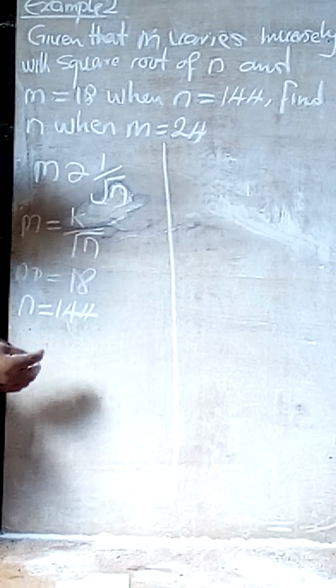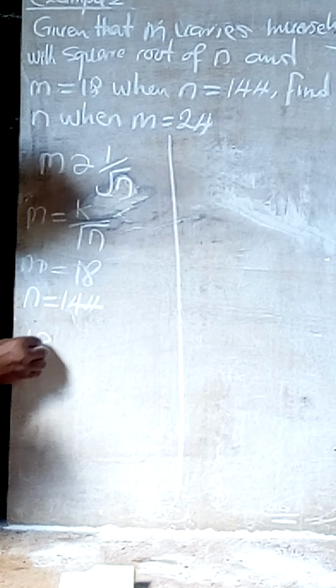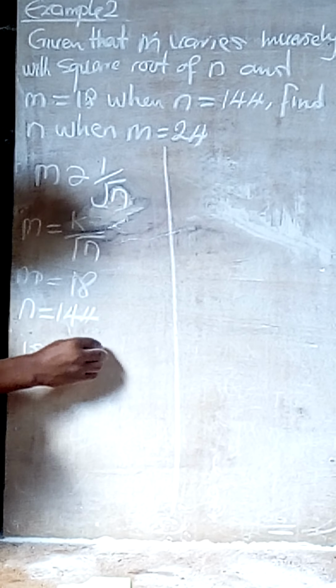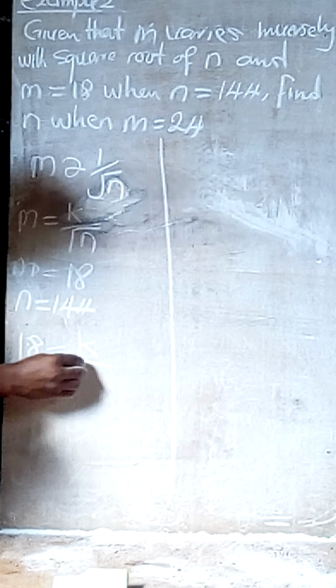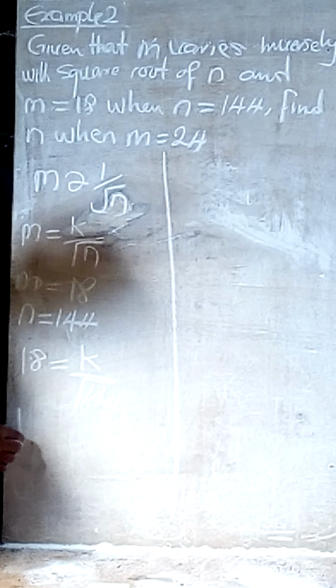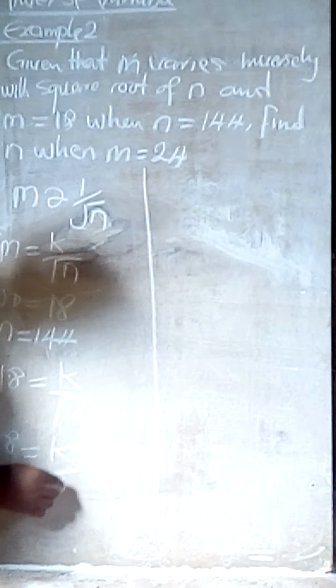You now come downwards and substitute them into the formula. M is 18, equals K, K is a constant, all over the root of 144. We now get 18 equals K all over 12.